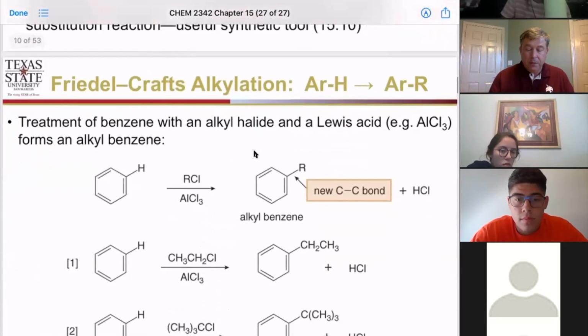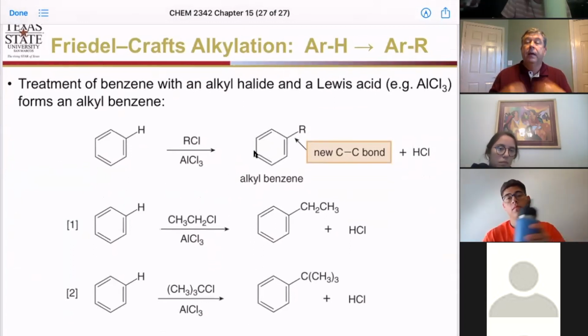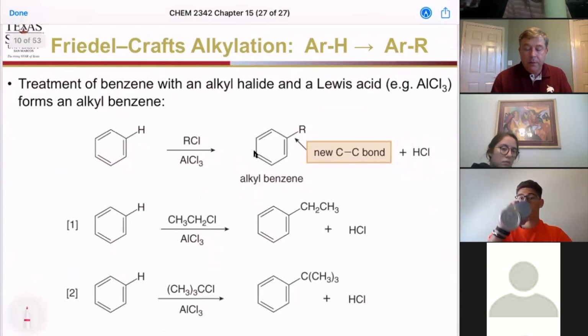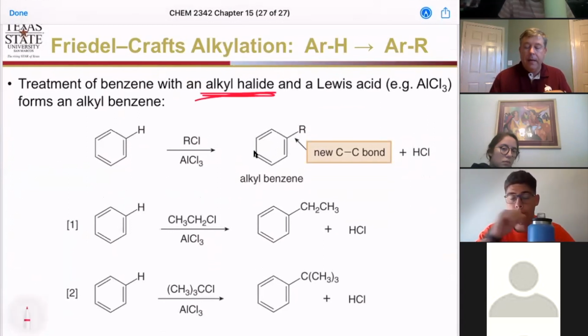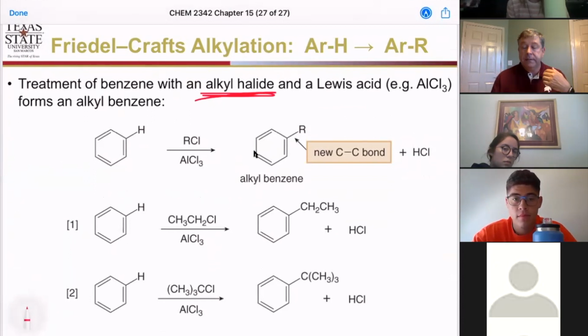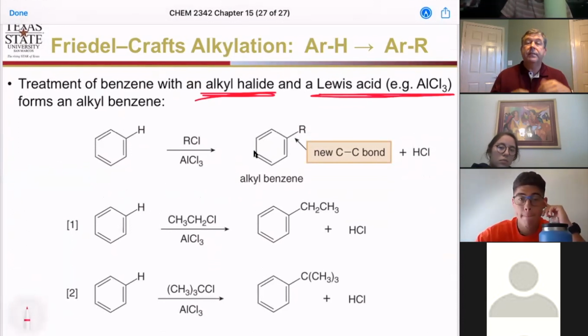Okay, so in the case of the Friedel-Crafts alkylation, that means we're adding an alkyl group. Okay, so this is going to be a CH2, CH3, something like that. Okay, so this is the alkylation. Okay, and we do that by starting with an alkyl halide and something to generate that positive charge. And in the case of this, we're going to use a different Lewis acid. For the Friedel-Crafts alkylation and acylation, we're going to use aluminum chloride as our Lewis acid catalyst.